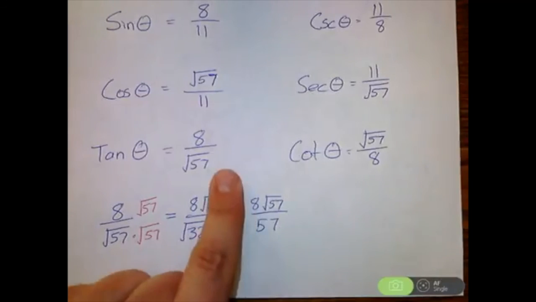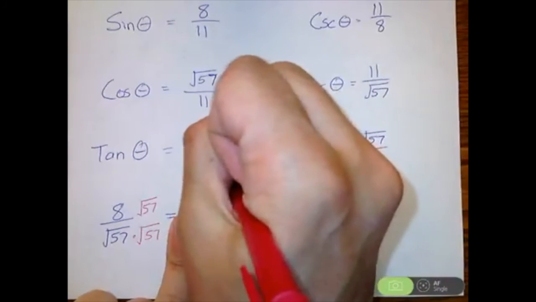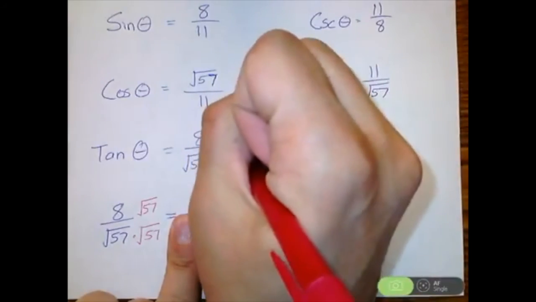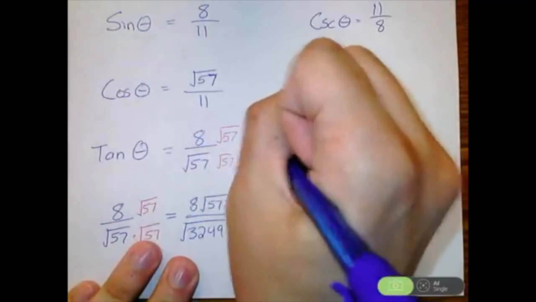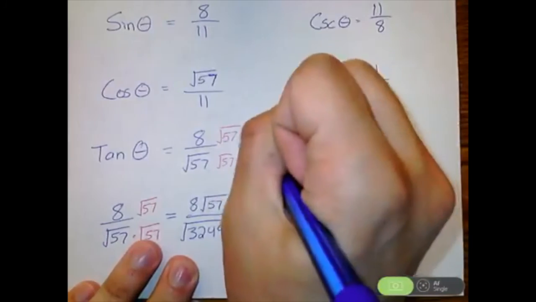But what most kids are going to do is they're going to multiply the bottom by square root of 57, multiply the top by square root of 57. And they're going to know that on top you get 8 square root of 57, and on bottom we get just 57.